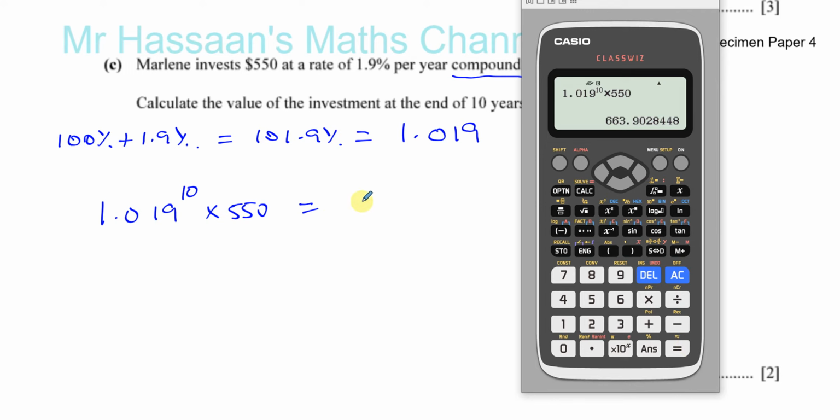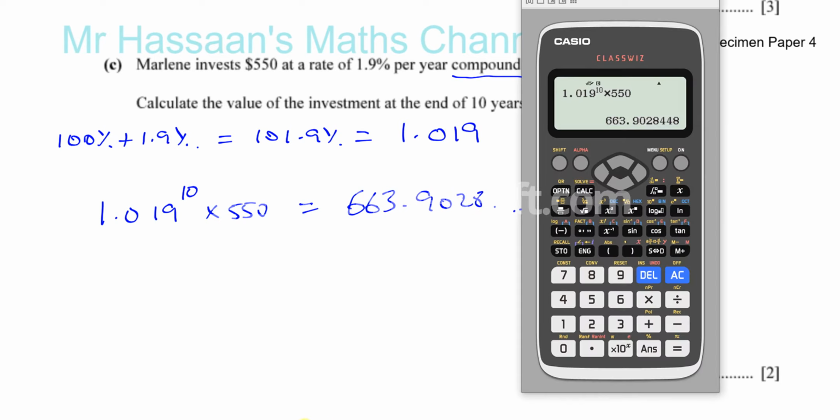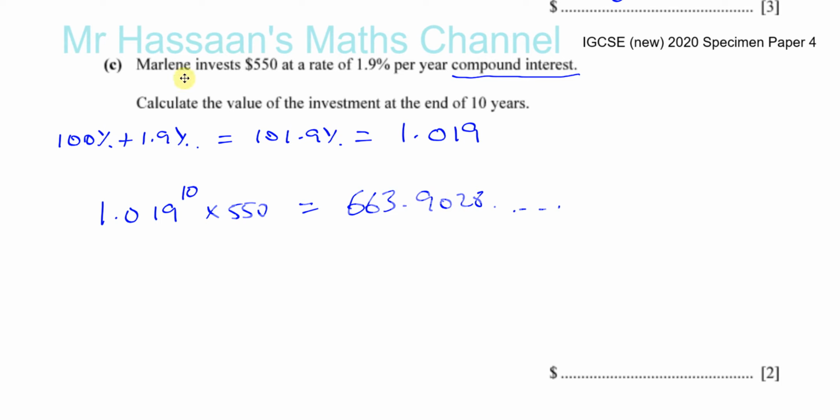663.9028. I'll write that down here, 663.9028, continues on like that. Be careful, 9028. Let's just make sure of that. Yep, okay. So we have to round this. It doesn't say anything about how to round it, so we have to round it to 2 decimal places because it's currency. So you get 663.90. You should write the 0 to show that you rounded it to 2 decimal places.